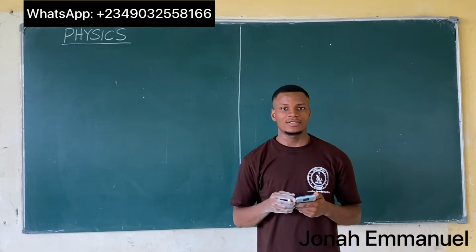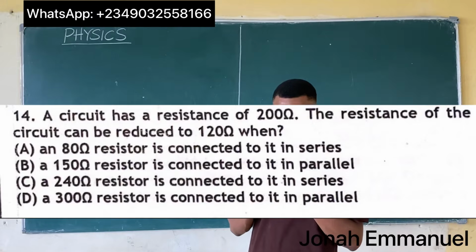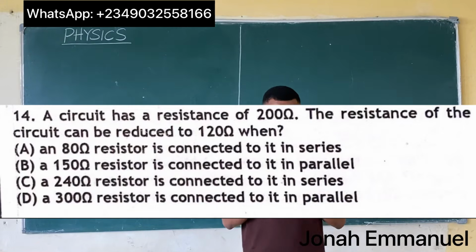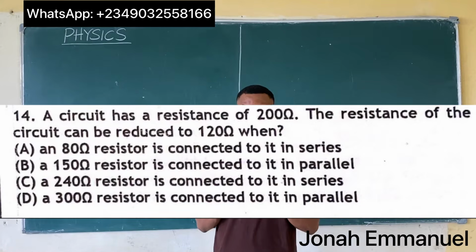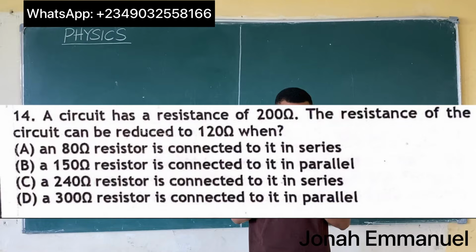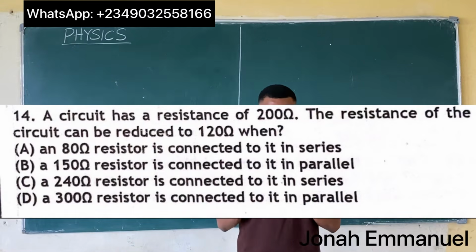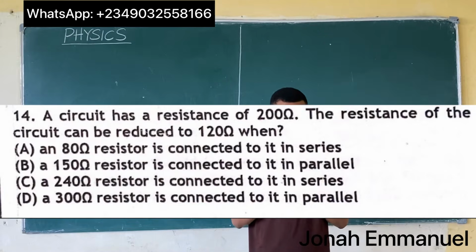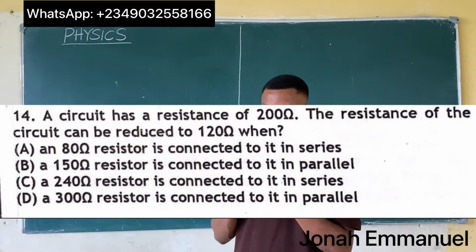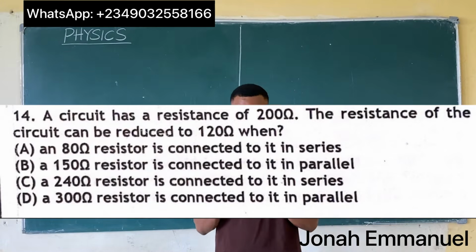Alright, let's try this question. This question says a circuit has a resistance of 200 ohms. The resistance of the circuit can be reduced to 120 ohms when: A, an 80 ohm resistor is connected to it in series. B, a 150 ohm resistor is connected to it in parallel. C, a 240 ohm resistor is connected to it in series. D, a 300 ohm resistor is connected to it in parallel.